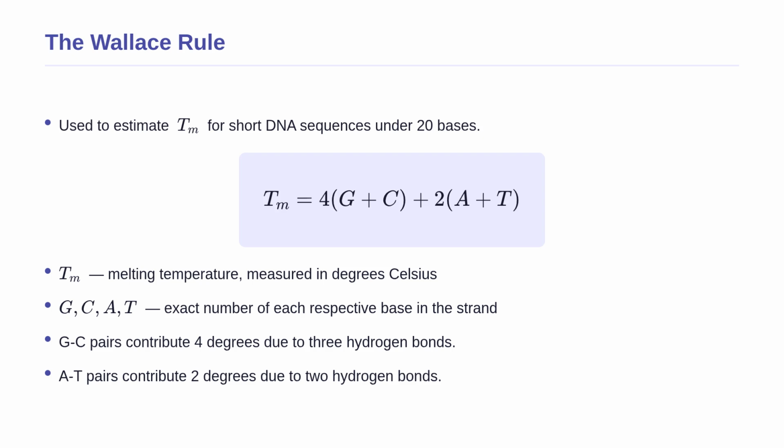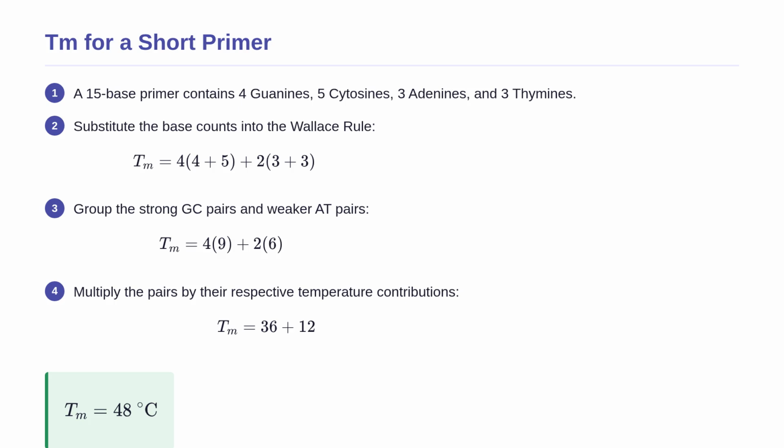Why? Because GC pairs are held together by 3 strong hydrogen bonds, making them harder to break, whereas AT pairs only have 2. Therefore, if a sequence has more G and C bases, the melting temperature will increase significantly. Before we move on to longer DNA, let us see this formula in action with a concrete example.